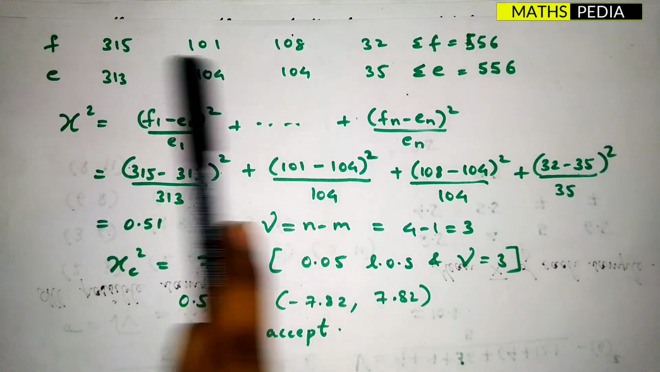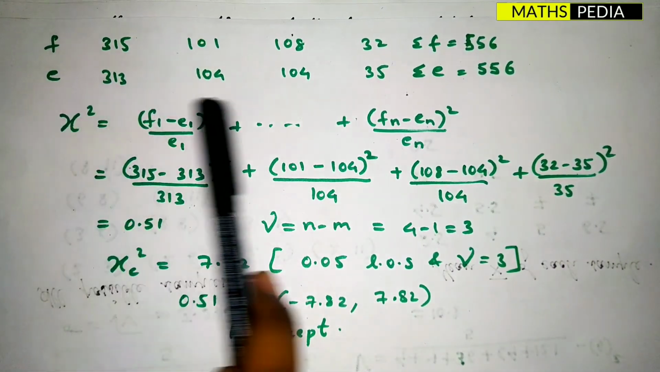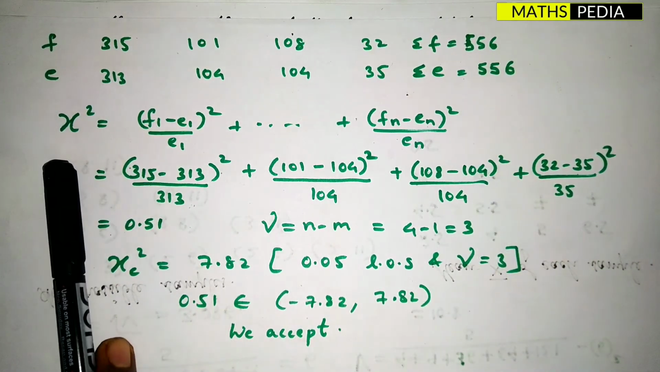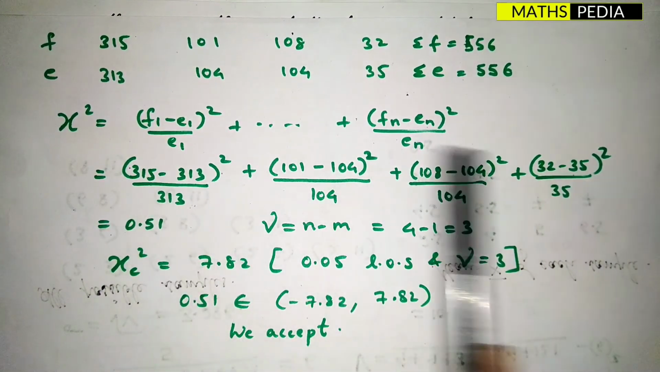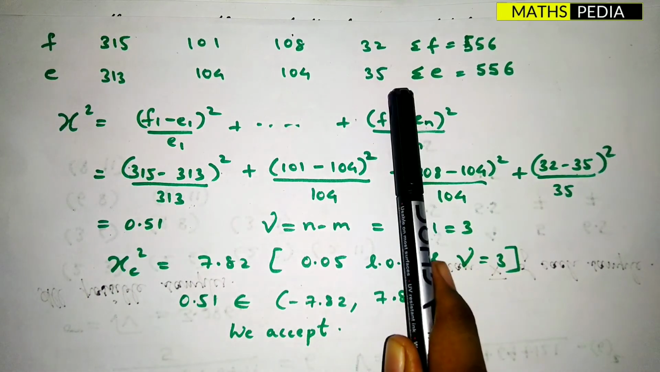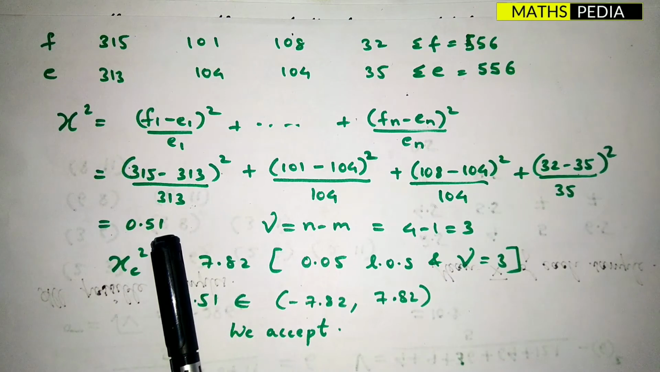So we have got f, which was given in the question. Summation of this is 556. Expected frequency summation we are also getting as 556. Therefore we can go for the chi-square magnitude. So we have the formula. We just substitute these values f1 e1, f2 e2, f3 e3, f4 e4. Just substitute the values, you will get the answer as 0.51, which is chi-square.